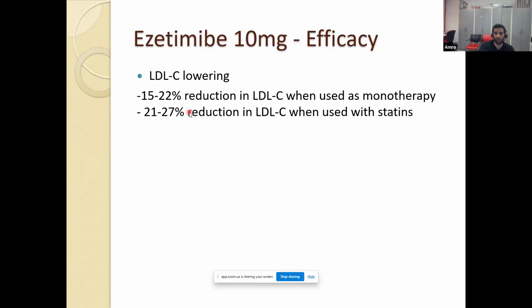If you've already got someone on atorvastatin 40 milligrams and you've got, say, an LDL reduction of 40 or 50%, you are better off adding ezetimibe to further reduce by up to 27% than just doubling the dose of the statin, because you're only going to get another 6% reduction. So using dual therapy of ezetimibe and statins is good.